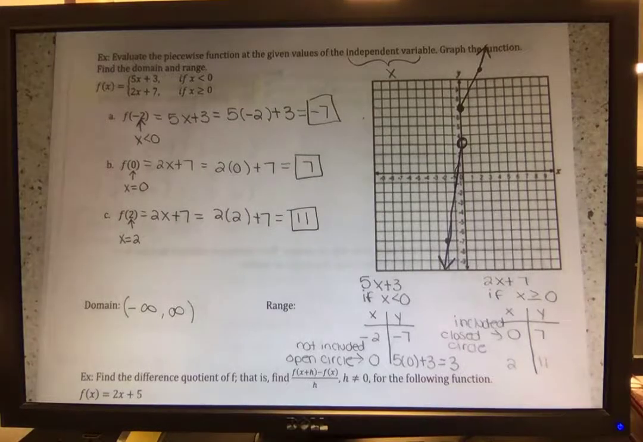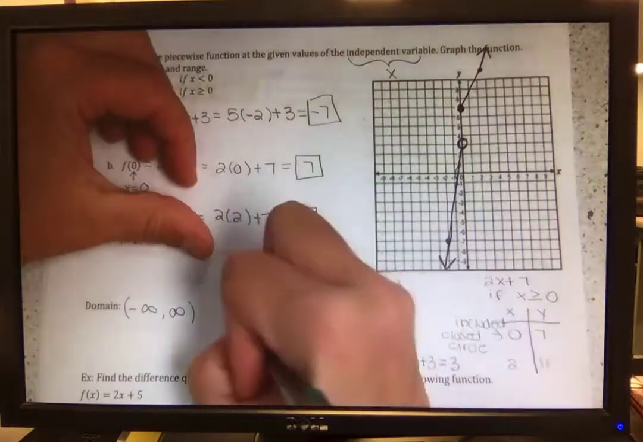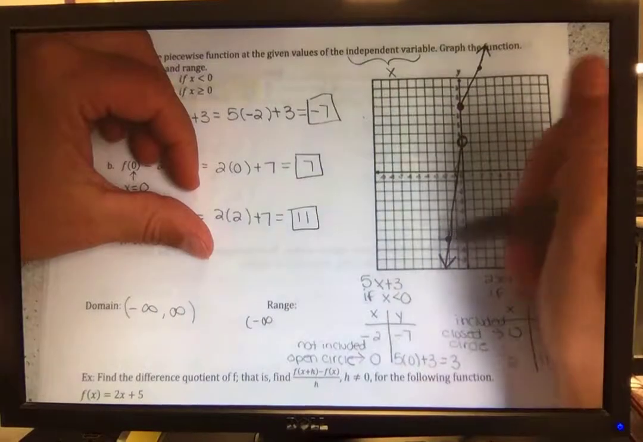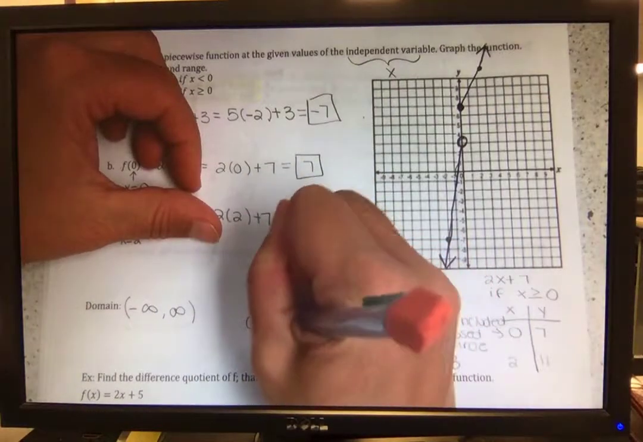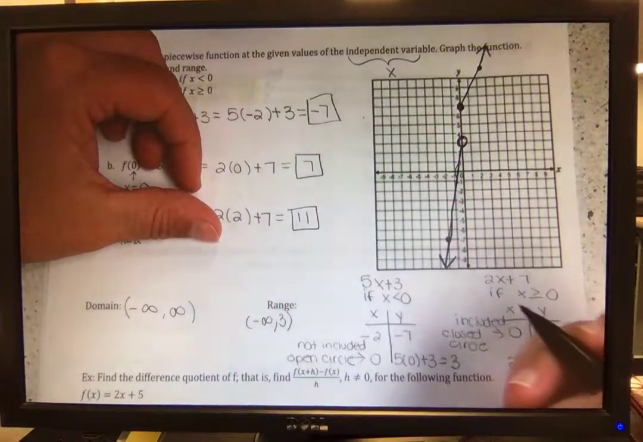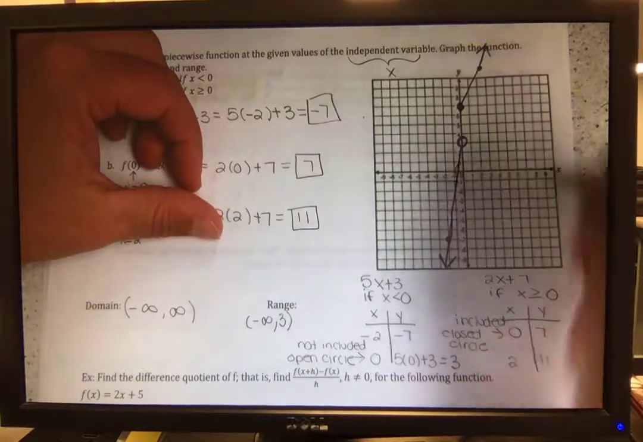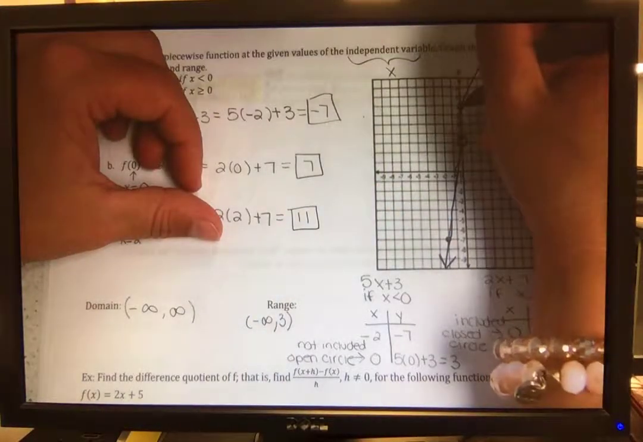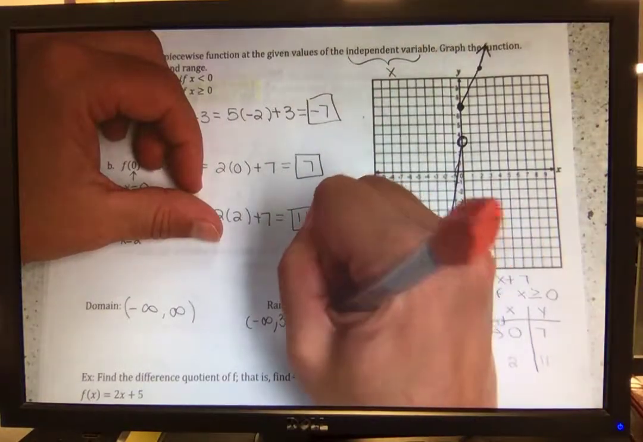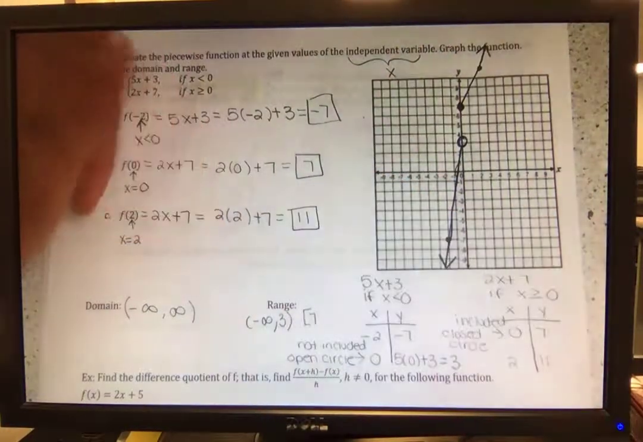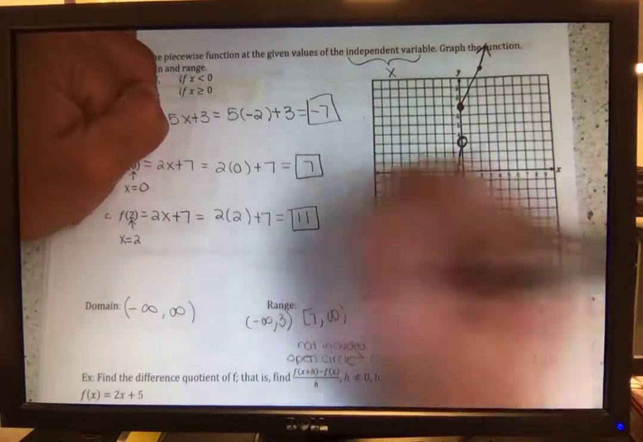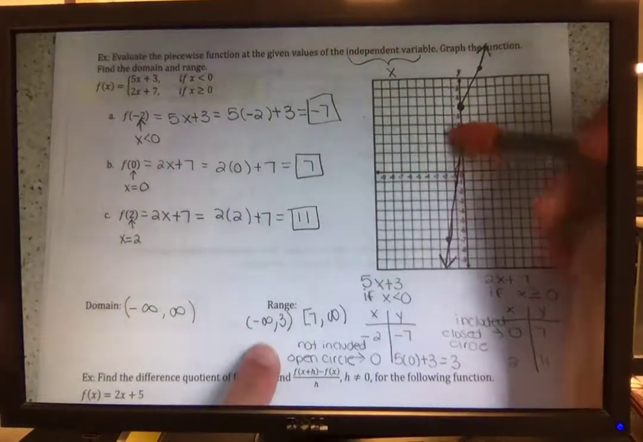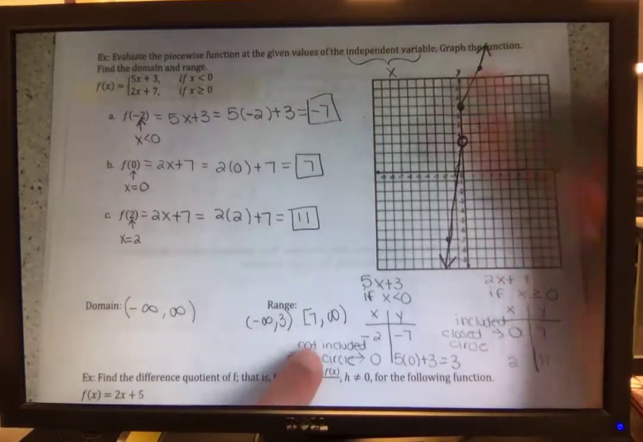Our range is going down forever, so we have -infinity. And then it's stopping at 3. At 3, it's an open circle, so 3 is not included, so we're going to use a parenthesis. And then it starts up again, up here at 7. 7 is included, it's a closed circle, so we're going to use a bracket, and it's going up forever towards positive infinity. So it's saying y can be in this graph, or it can be in this graph.